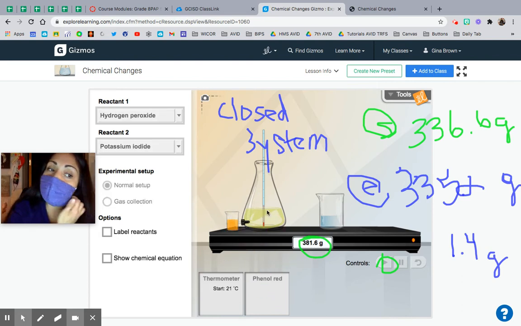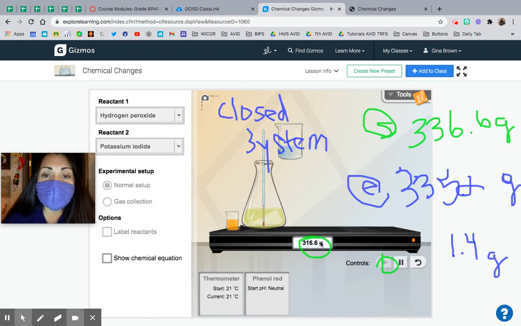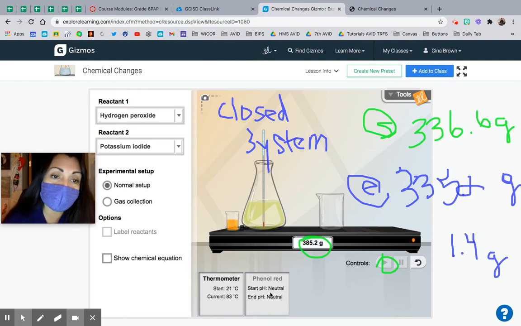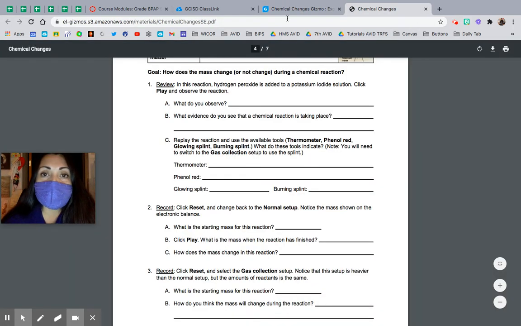So this is an indicator that we use to tell if something is an acid or a base, and it turns blue if it's a base, blue base, and red if it's an acid. So nothing happened, and I noticed that it started off neutral. Then if I hit play, the same thing I did before, but now you can see the temperature's increasing, so you can keep that in your observations. And then I tested the hydrogen peroxide with the potassium iodide, and my pH is still neutral, so nothing happened. So water's neutral, and that's a scale of 7. Okay, awesome. Now glowing splint and burning splint.